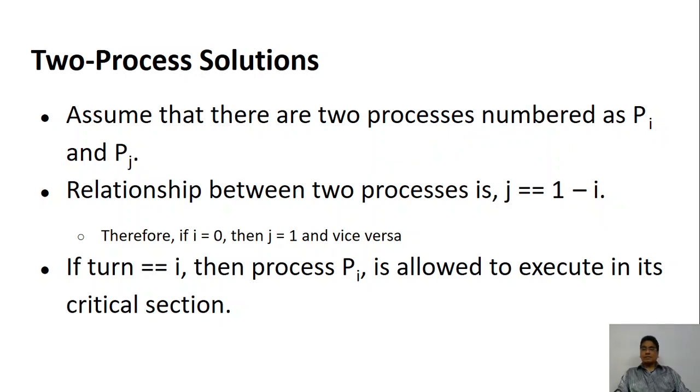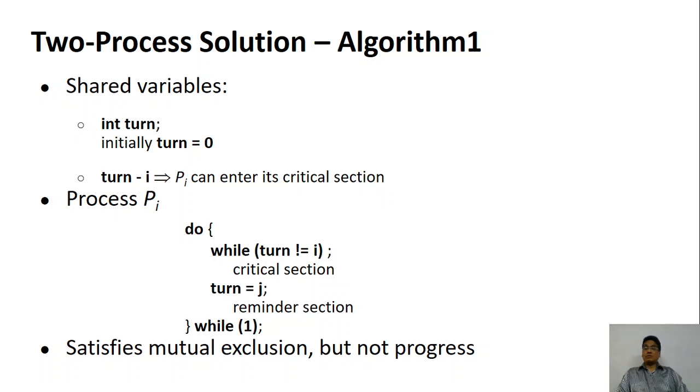So that's the idea. Now there is a variable called turn. Turn says whose turn it is. If the turn value is equal to i, that means the ith processor is allowed to execute the critical section. If the turn is j, the jth processor is allowed to enter the critical section. If turn is k, the kth processor will be allowed. So which processor is allowed to enter? Let's look at the first algorithm in this scenario.